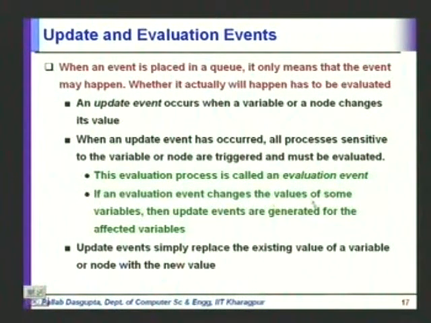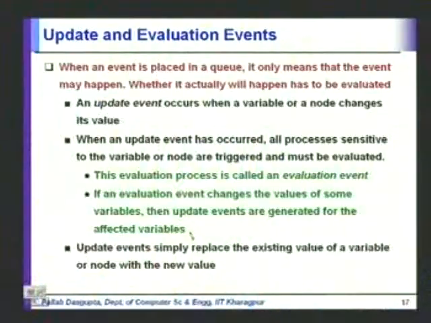So it evaluates the logic of that gate and sees whether any changes are going to take place or not. If an evaluation event changes the values of some variables, then update events are generated for the affected variables. So if we see by evaluating that logic that its output is going to change, if nothing else happens in between, then we will schedule an update event, saying that the output of this gate will become 1 after so much amount of time, right. Update events simply replace the existing value of a variable or node with the new value. So when that update event is finally executed, it just replaces the old value of that variable with the new value, right. Let us see an example.